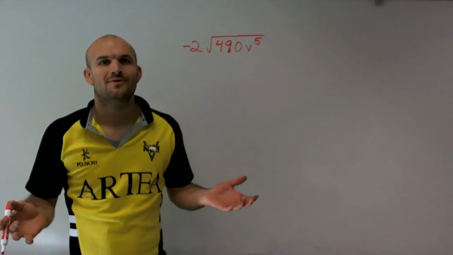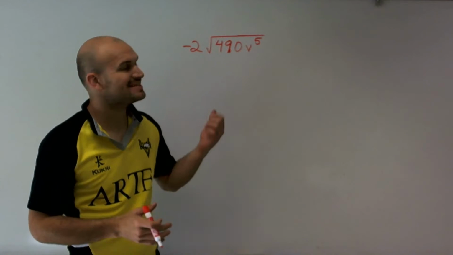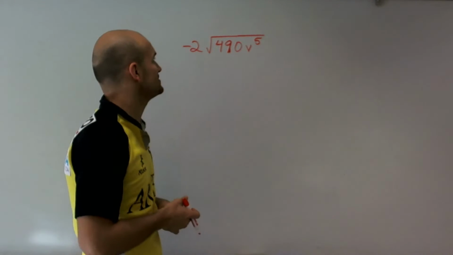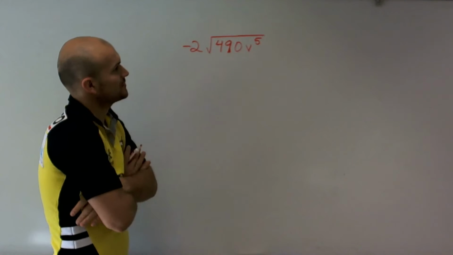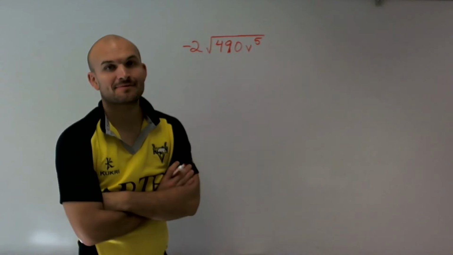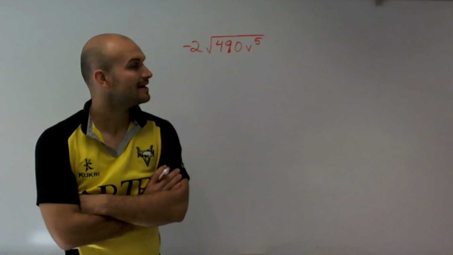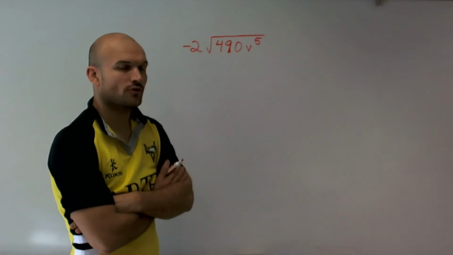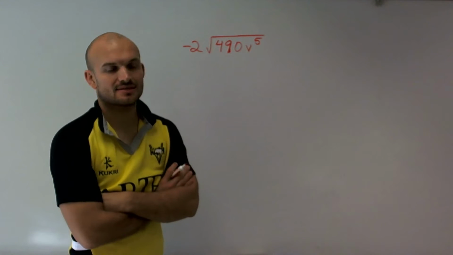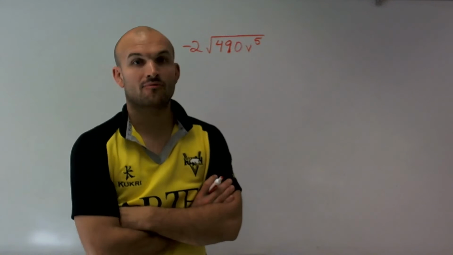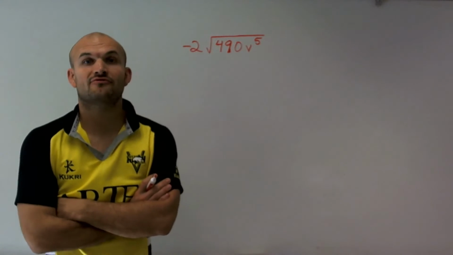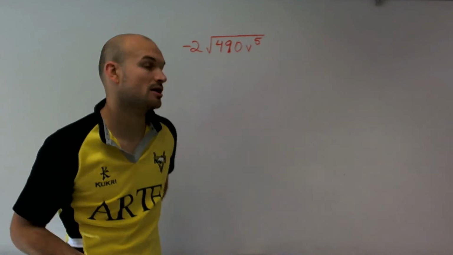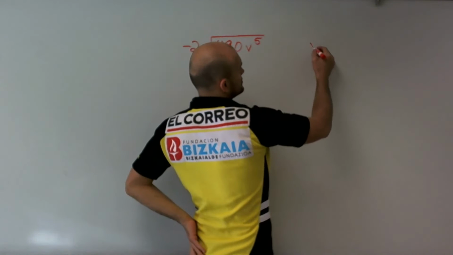Okay? Welcome. So what I want to do today is show you how to simplify this radical expression here. So I have negative 2 times the square root of 490 times b to the 5th. So the way that I'm going to solve this problem is by factoring it. We're going to look at the factors of a problem, and there's one thing I want to go through before we even talk about factors, which is just to think about the square root of a number.